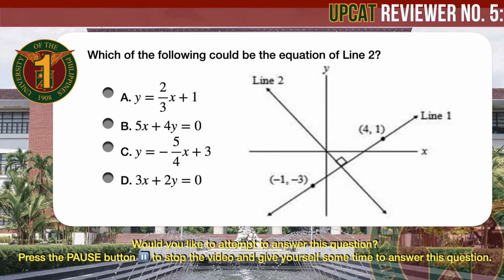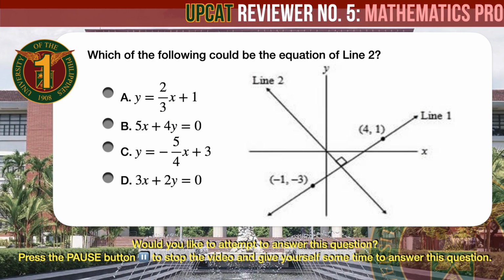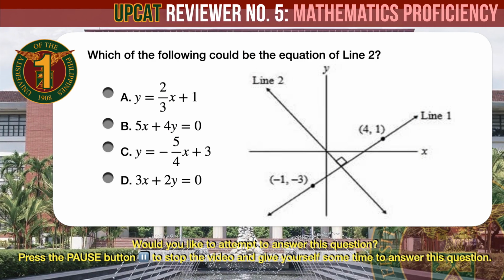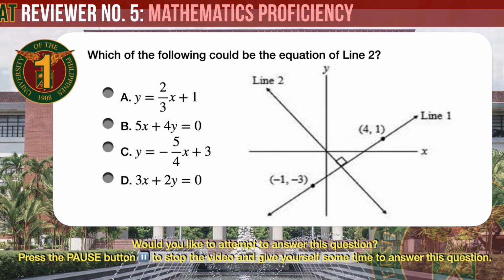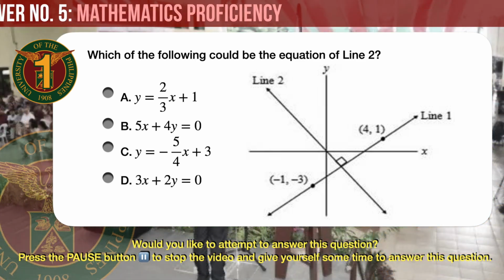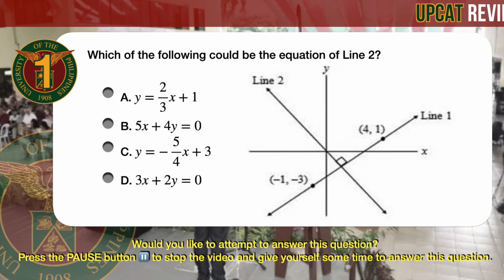Question number 1. Which of the following could be the equation of line 2? A. y equals 2/3 x plus 1. B. 5x plus 4y equals 0. C. y equals minus 5 over 4 x plus 3. D. 3x plus 2y equals 0.